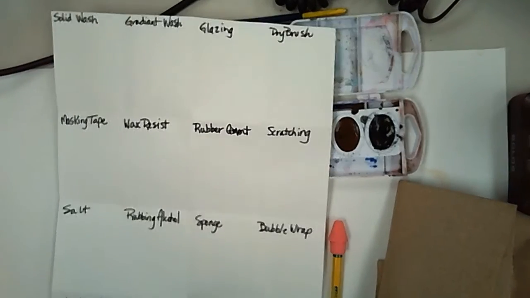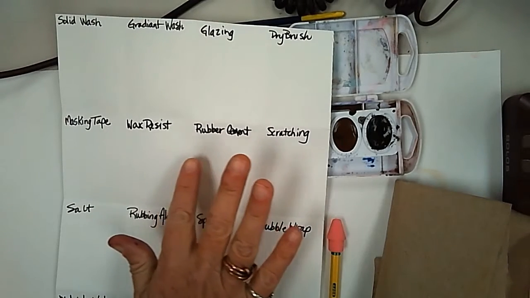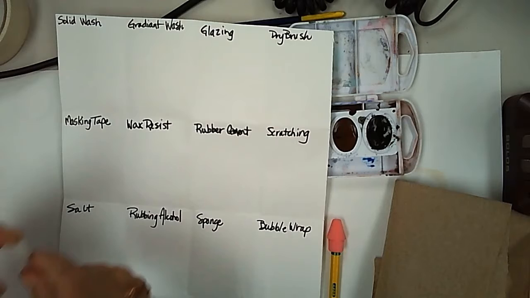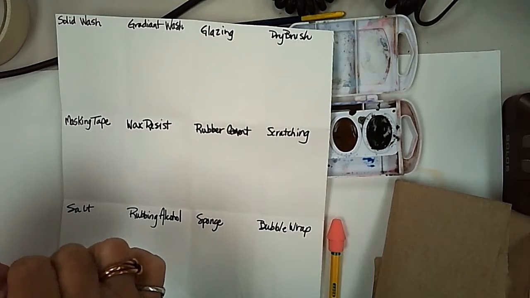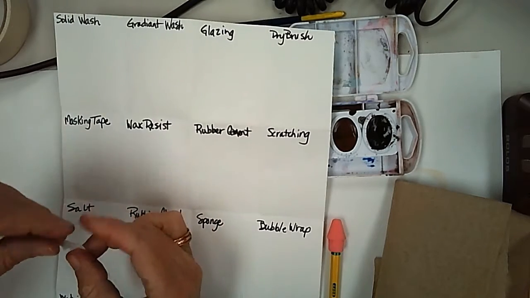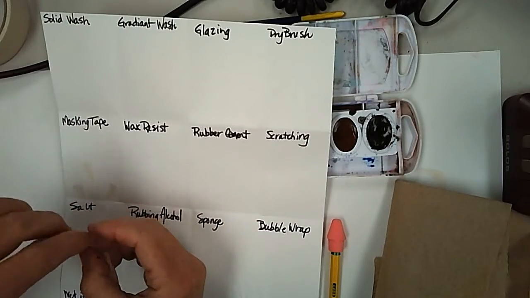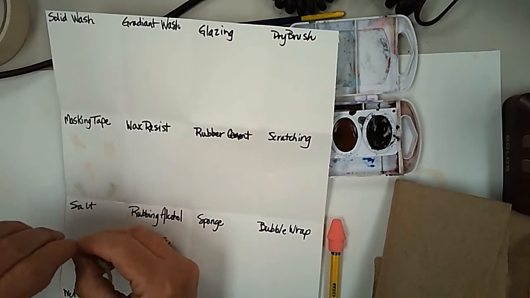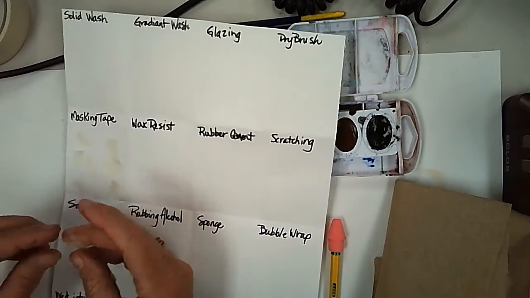When we're doing these techniques, this row here that has the masking tape, wax resist, rubber cement, and scratching, those are all techniques that you have to put down your items first. So if I do masking tape, I can use an X-Acto knife on a board and I can cut some very regular shapes, or I can just simply pull my masking tape in little bits and put that down on my paper. The nice thing about the masking tape is when I paint over this and then I let it dry, I can pull the masking tape off, and then I could put another color in there.